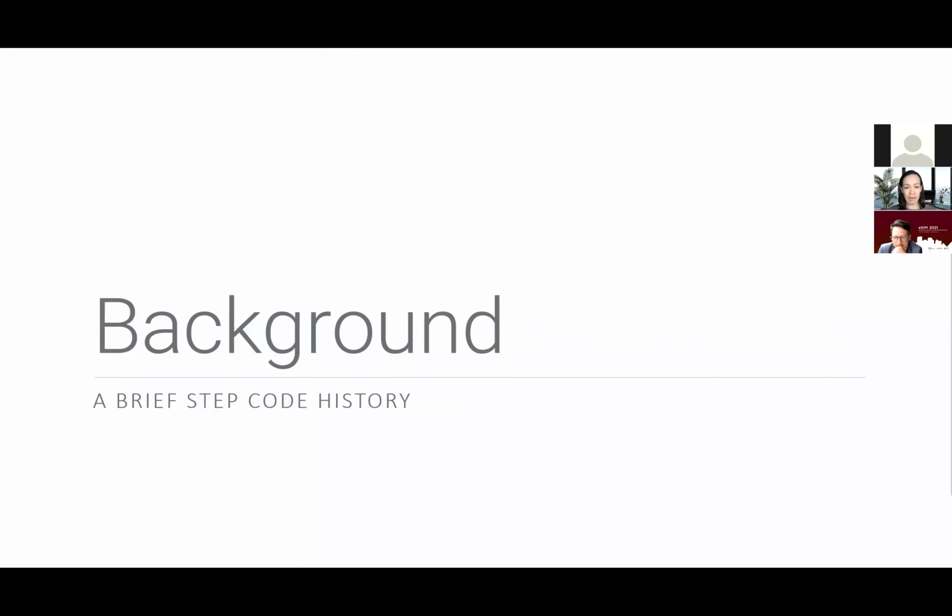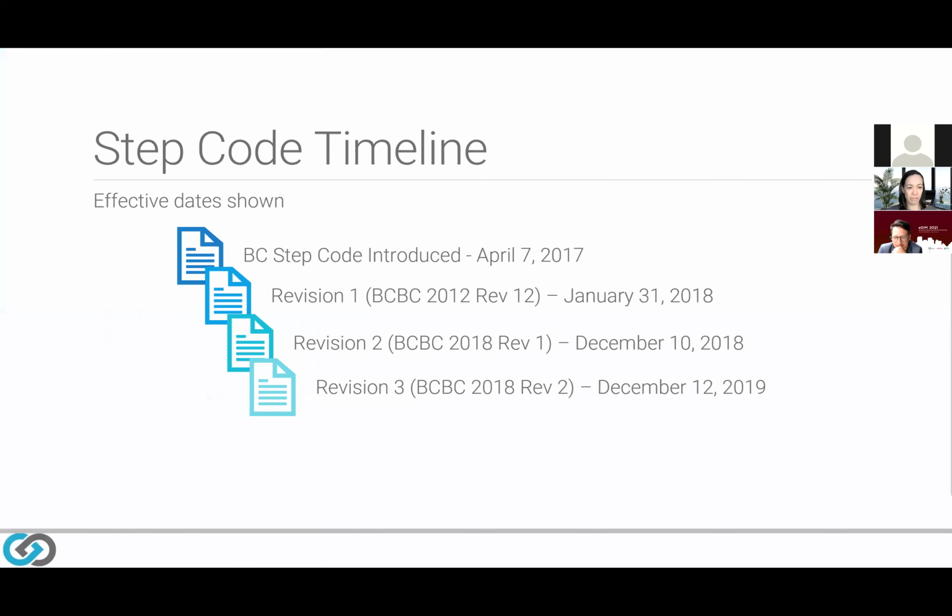Okay, so a little bit of a background to start with. This is just a quick timeline showing you the dates of the step code. It was first introduced in April of 2017, so just over 4 years ago. It was part of the 2012 BC Building Code at the time. It was introduced as a revision to that code. And since then, we've seen 3 revisions to the step code itself, roughly on an annual basis, kind of in the turn of the new year, with the exception of last year. So the latest update we saw was December 2019.